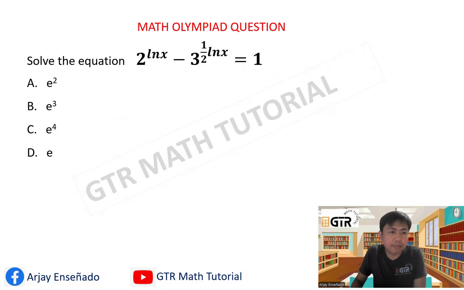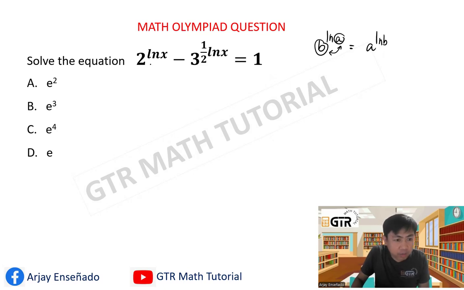Let's use the property of logarithm. We have b to the ln a that is equal to a to the ln b. We just interchange the b and the a. We can interchange that, okay? So if we do that, we interchange the x and these two. So we have x to the ln 2 minus, interchange the 3 and the x, so we have x raised to 1/2 ln 3 equals 1.